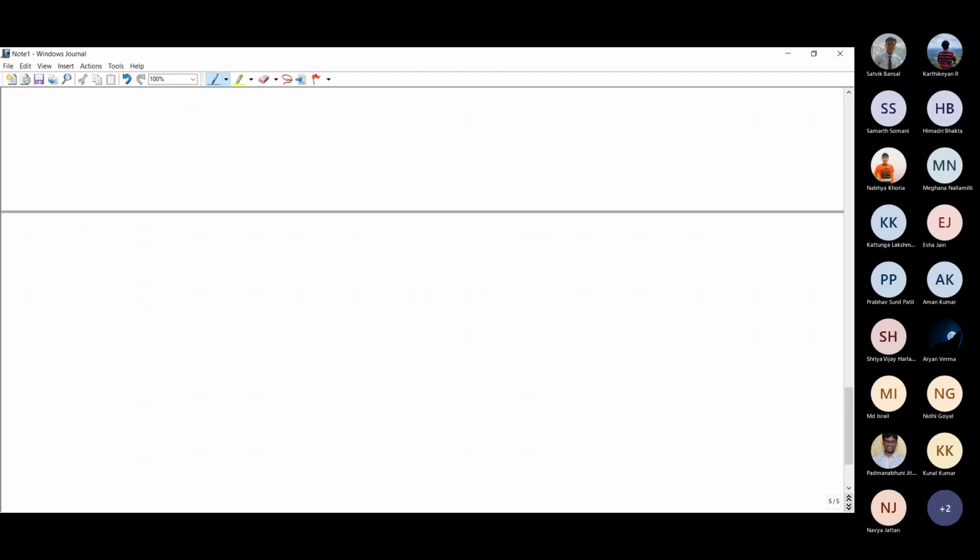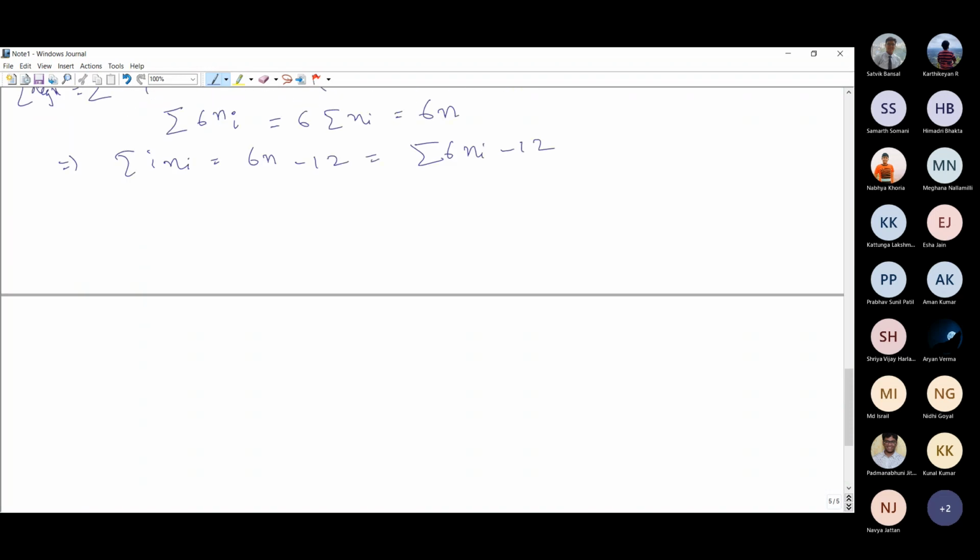Problem number 9. Okay, 9 is missing. 9 is not there. That problem was maybe out of your syllabus, that's why I had deleted it, but I forgot to change the numbering. Okay, so 9 is not there. So then problem number 10 here.